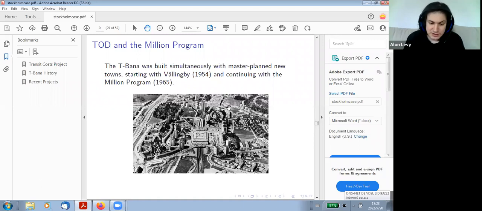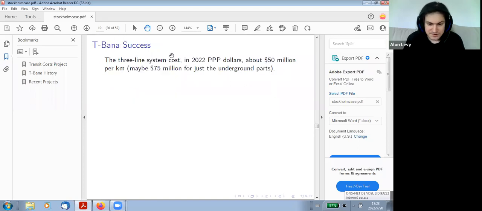This was generalized 10 years later into the Million Program, in which in 10 years, 1 million housing units were built in a country of 8 million people with not much population growth. This was, again, about creating a situation where the working class would be able to live in much better living conditions. And in the Stockholm region, this was transit-oriented development, TOD, due to which, first of all, the construction cost was low. It's about 50 million a kilometer. Not all of it was underground, but the majority is.